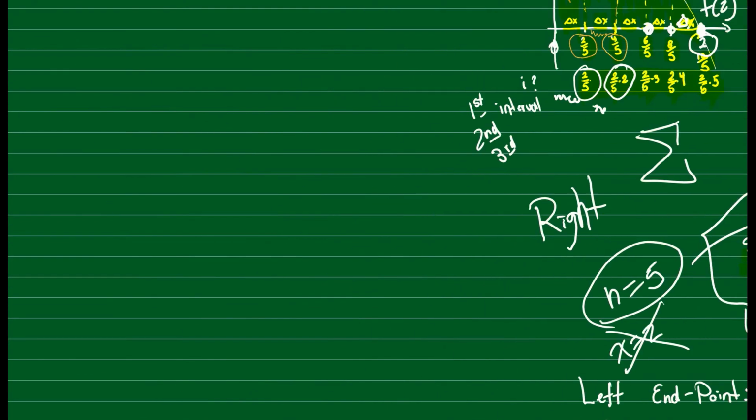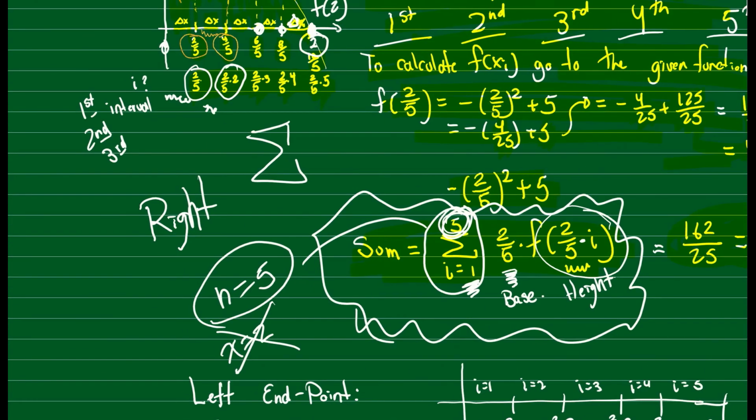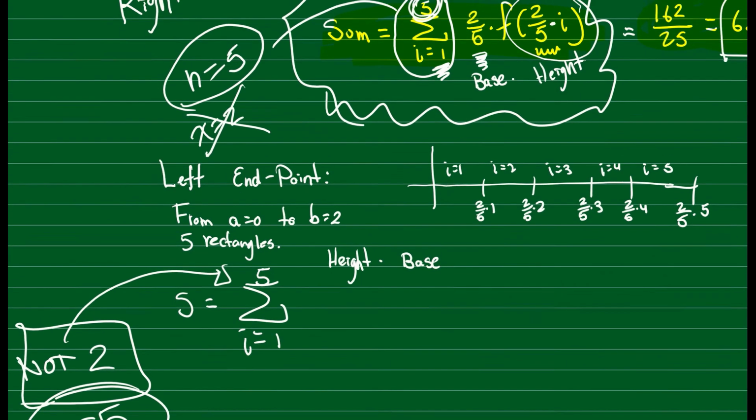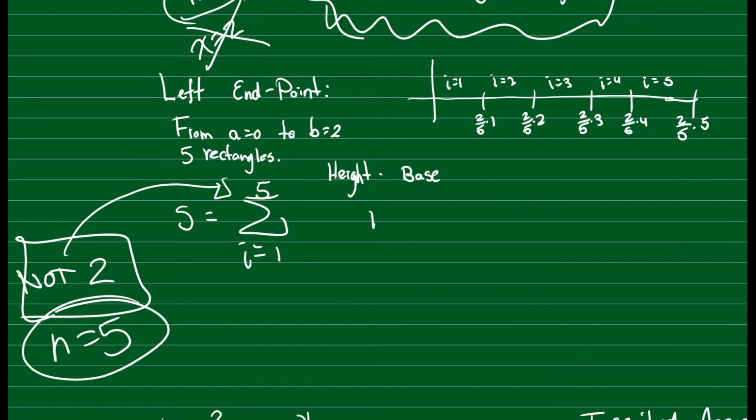So how do we do it using the left endpoint? With the left endpoint, we want to use 5 rectangles. Again, b minus a over n, in this case, is 2 minus 0 over 5, which is 2/5. Whether we're using the right endpoint or the left endpoint, it did not matter. Delta x was the same. What is going to change is the height of each rectangle.